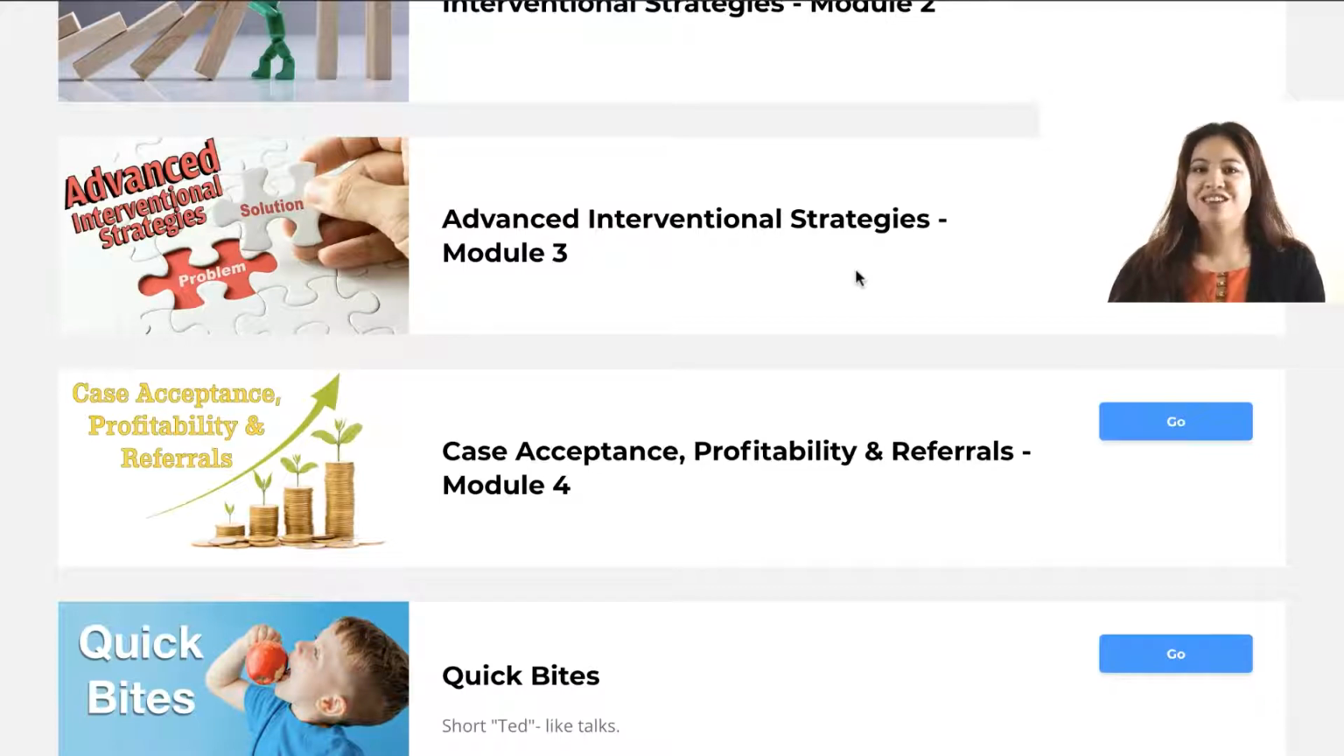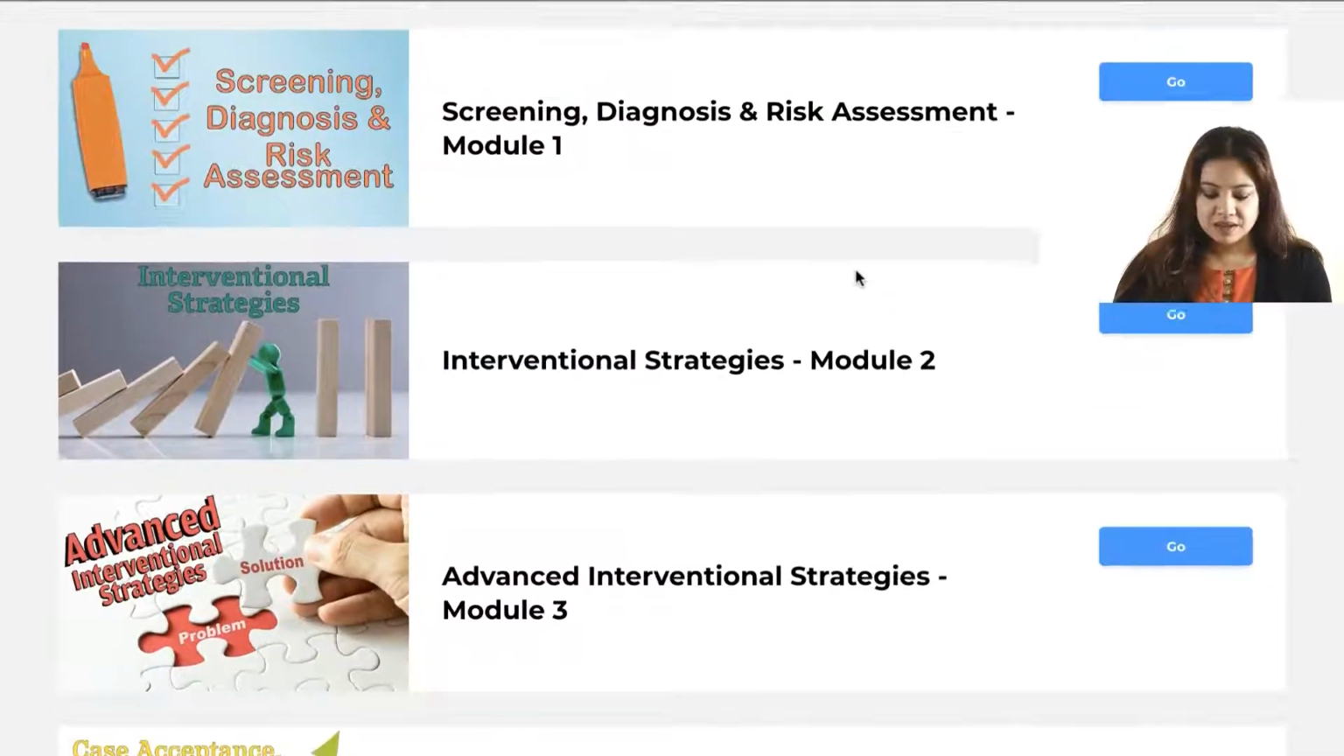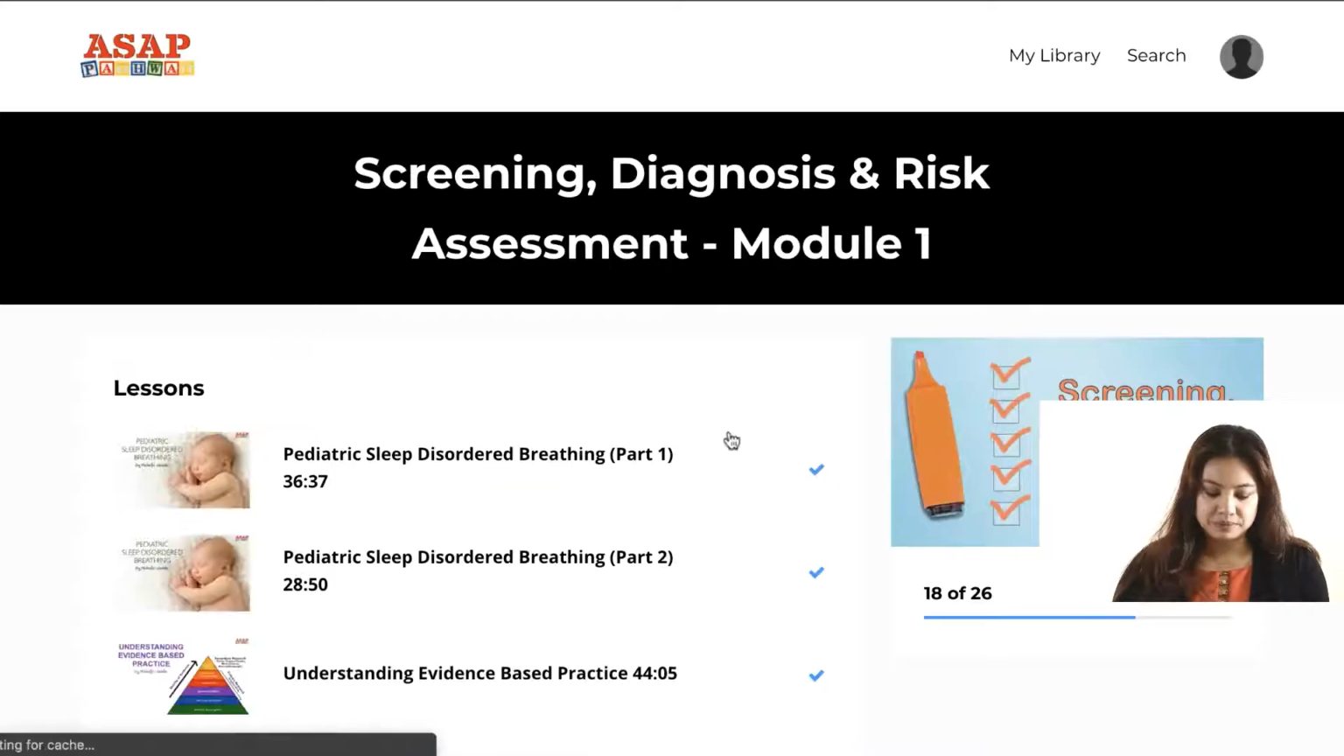Module 4 is also very fondly known as Taking Pediatric Airway and Sleep from a very expensive hobby to a profitable center in your practice. So let's jump in and look at Module 1.